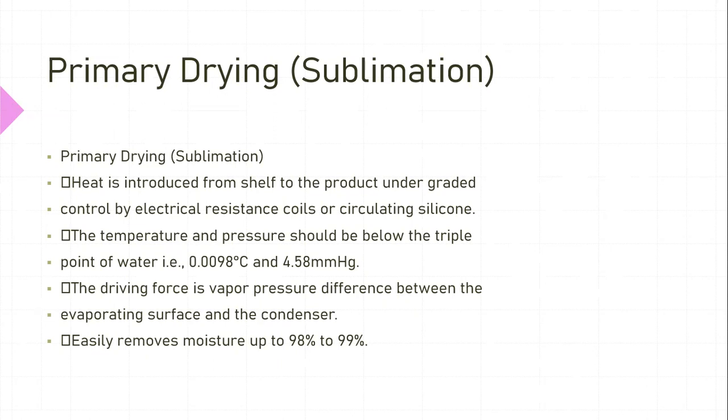Heat is introduced from the shelf to the product under graded control by electrical resistance coil or circulating silicon. And during sublimation, what happens? The temperature and pressure should be below the triple point of water, which is 4.58 mmHg. The driving force is vapor pressure difference between the evaporating surface and the condenser. It easily removes moisture up to 98 to 99%.